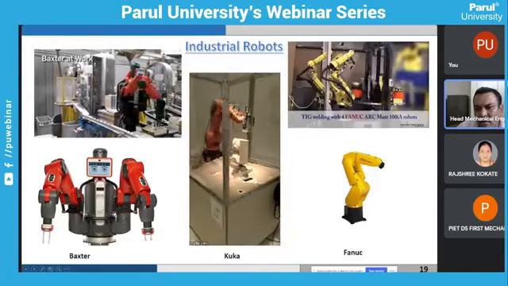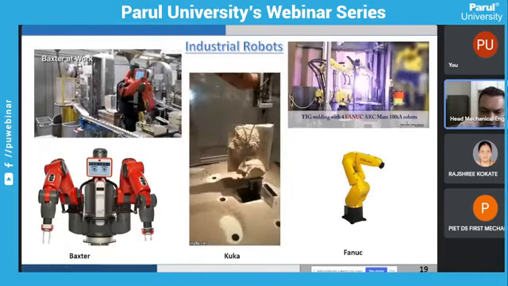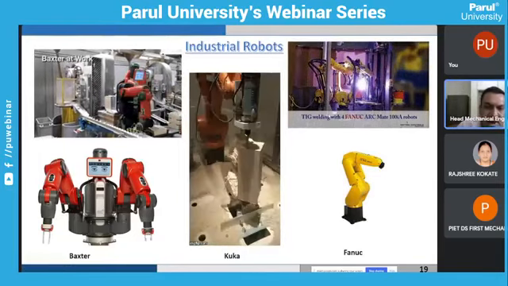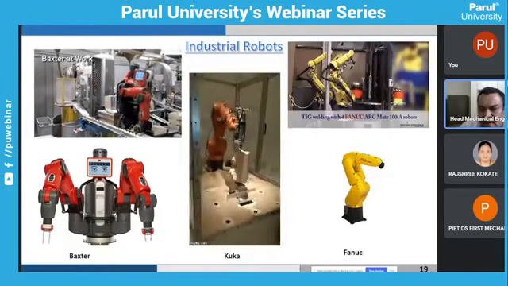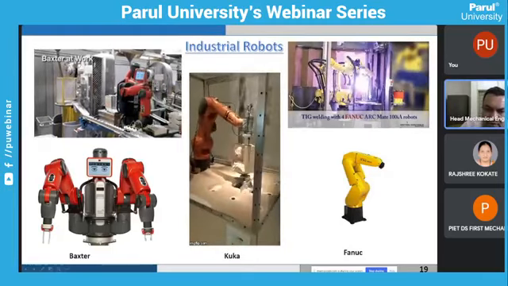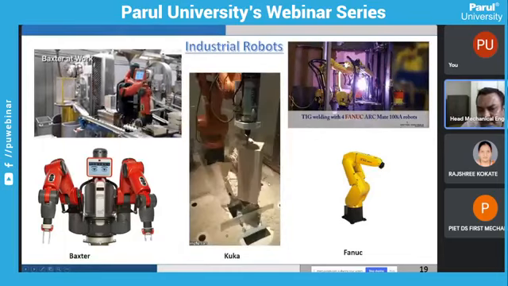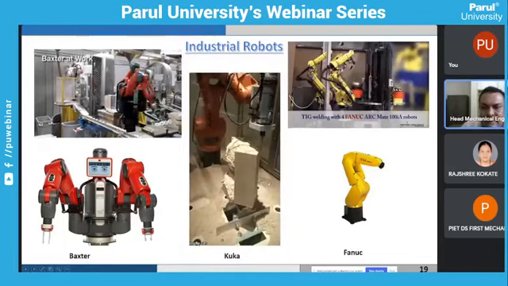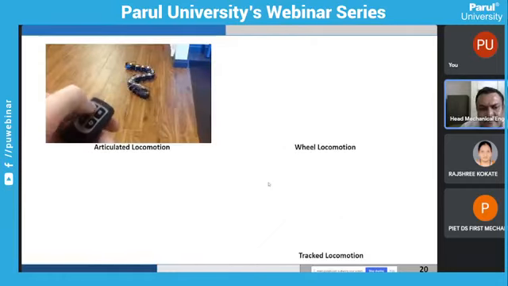Moreover, FANUC robots are very good for different welding and inspection operations. Even KUKA robots are used by pharmaceutical equipment manufacturing organizations. For precise welding as well as pick and place operations, the KUKA robot is widely used. Now there are different kinds of locomotion.